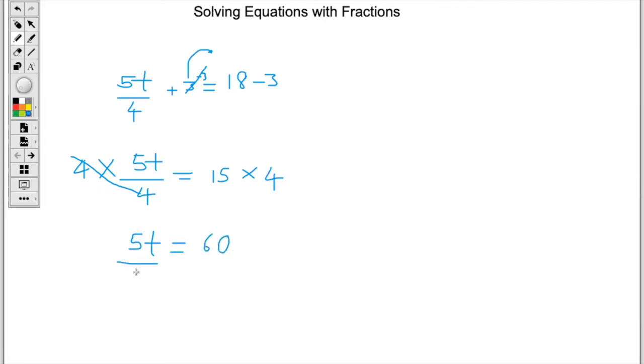Then we divide both sides by 5. 5 into itself goes one time, and 5 into 60 is 12 times. So that means that our unknown t is equal to 12. And that's it.